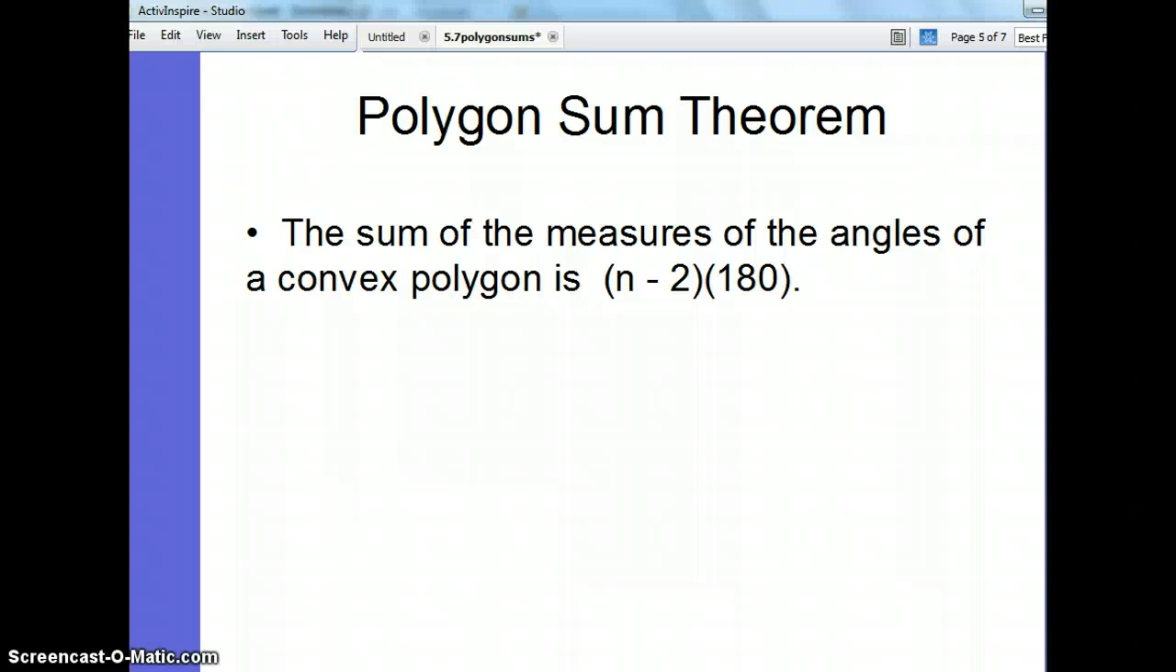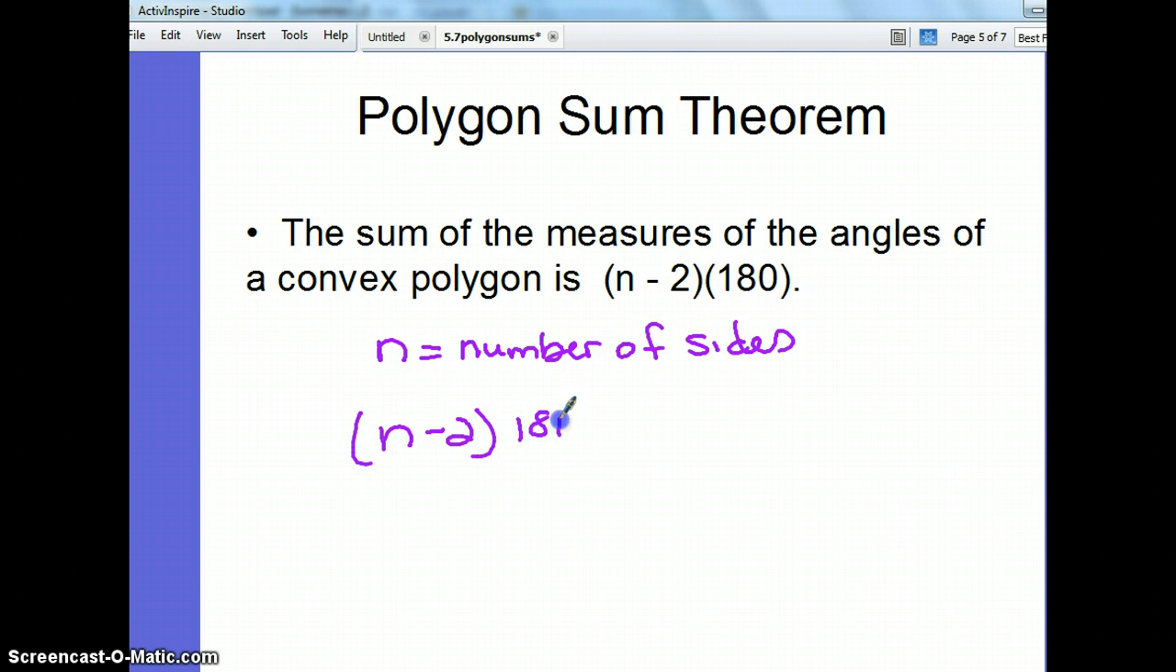And that gives us a formula. And the formula is simply, n being the number of sides of your convex polygon, you take n minus 2, times 180. And you subtract 2 because n minus 2 is the number of triangles you can create.